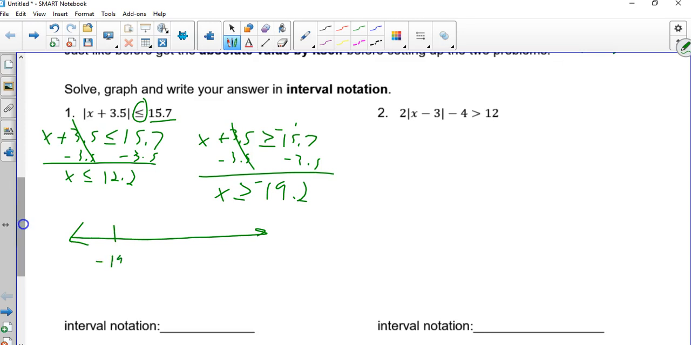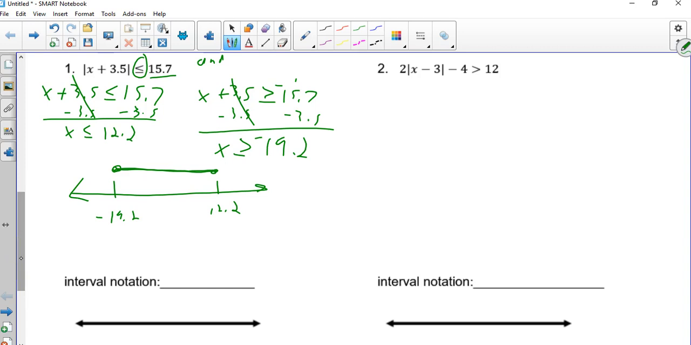Well, here's negative 19.2. And here's 12.2. It's going to be a solid dot here and a solid dot here. It's greater than this one, but less than this one. So therefore, this is an and statement. And the interval notation on this bad boy is from negative 19.2 to 12.2, brackets.